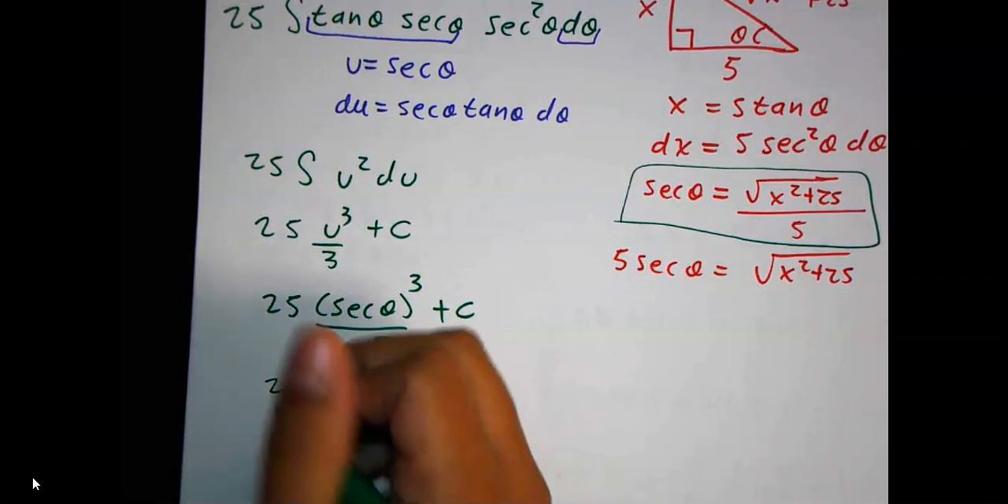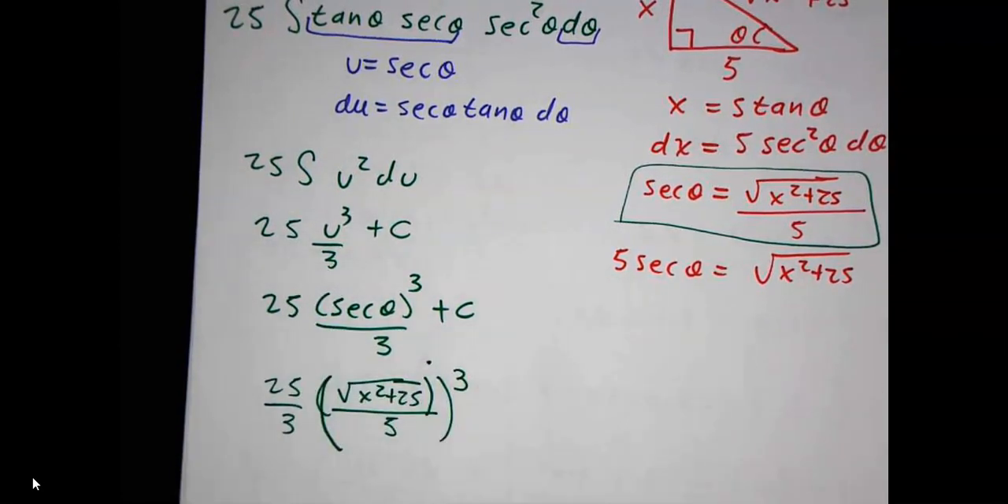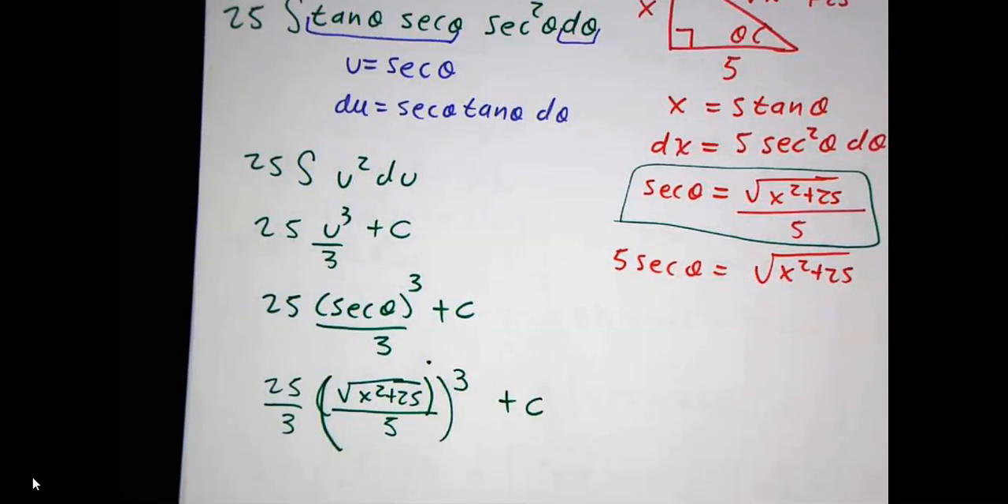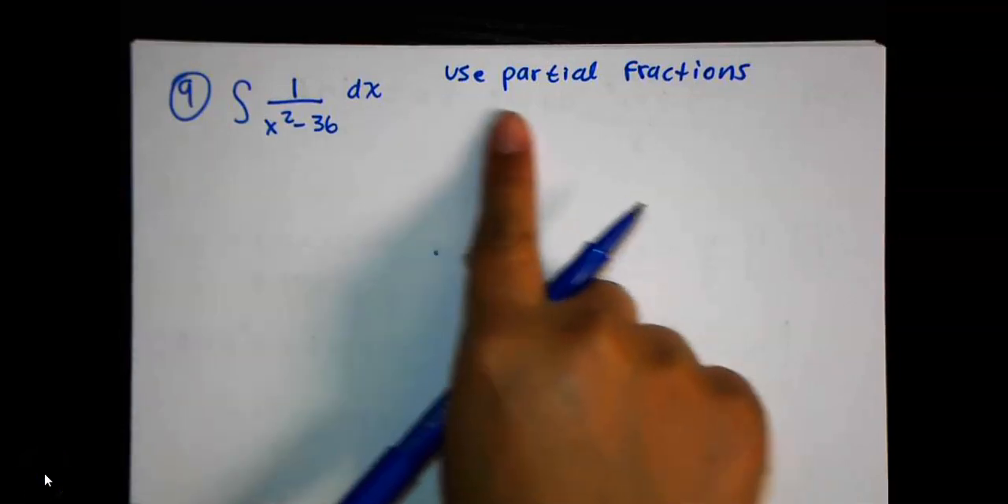That 3 right there, I'm going to move it with the 25, because the 3 is not inside the cubed. Plus c. And number 9 says to use partial fractions.